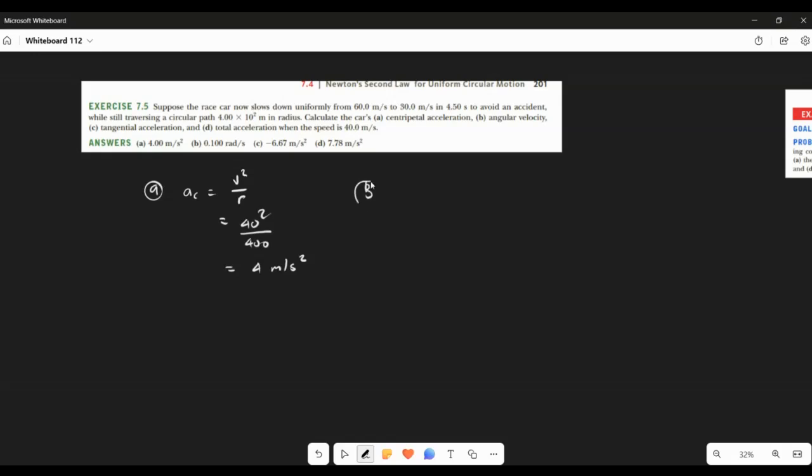And they want our angular velocity. So we know again omega is equal to V over R. And in this case, our velocity was 40. And we can divide that by the 400. And you'll get 0.1 radians per second. Okay, that's the easy part. Could you all manage that? Could you all get that, students? Fantastic. So check C and D for me.